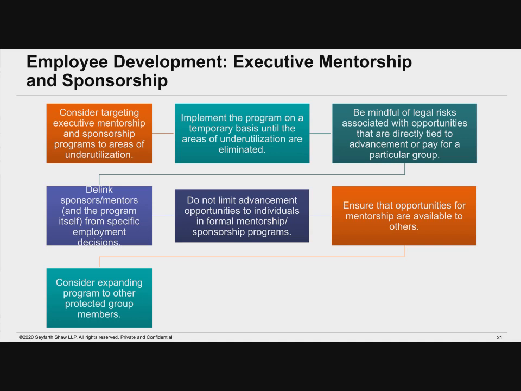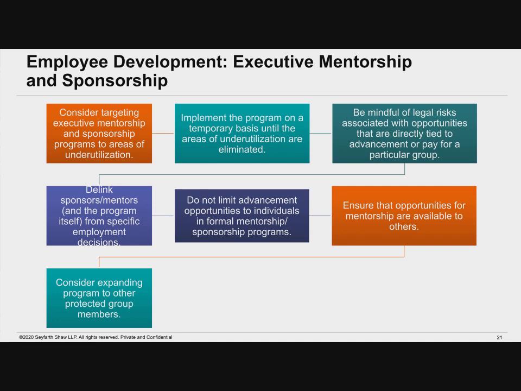We talk a lot with these types of programs with employers about the terminology in Title VII around the privileges of employment, sort of what does a privilege of employment mean, and just making sure that you're mindful of the legal risks associated with opportunities that are essentially funneled to particular underrepresented groups vis-a-vis others. So many companies include majority employees, folks outside of those underrepresented groups, or ensure that opportunities for mentorship or sponsorship are available to others in different ways.